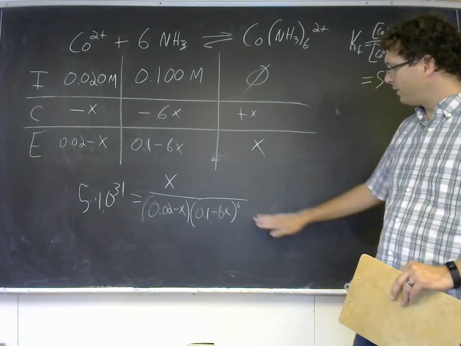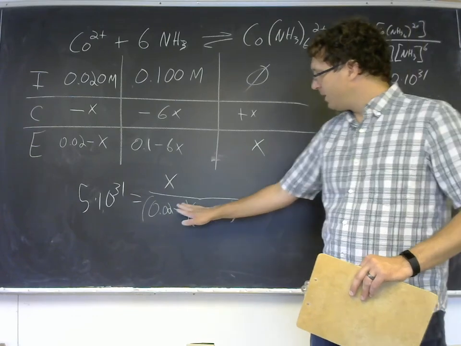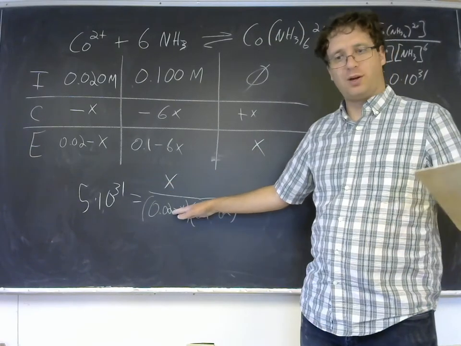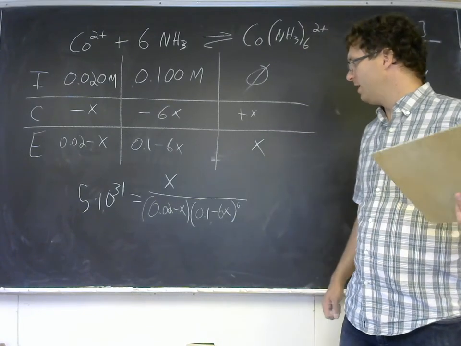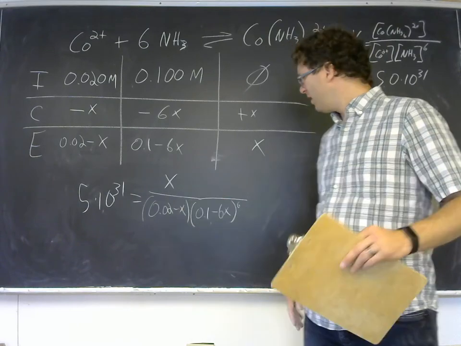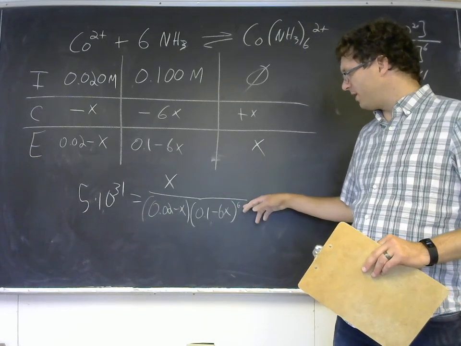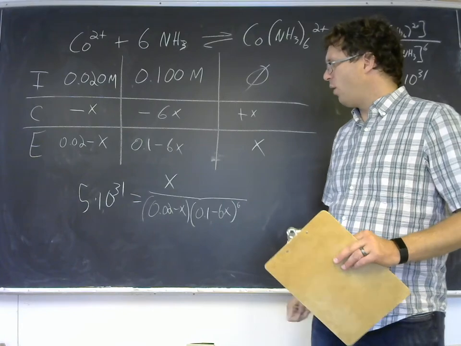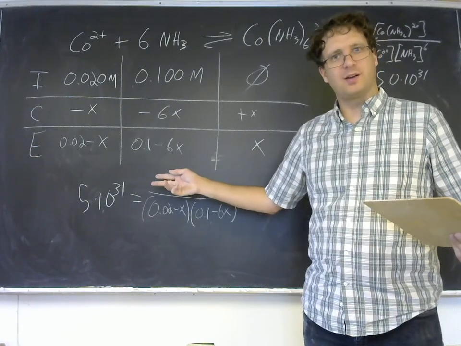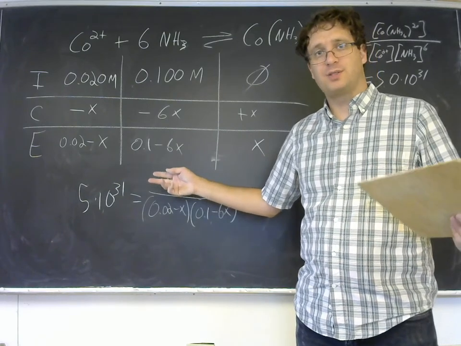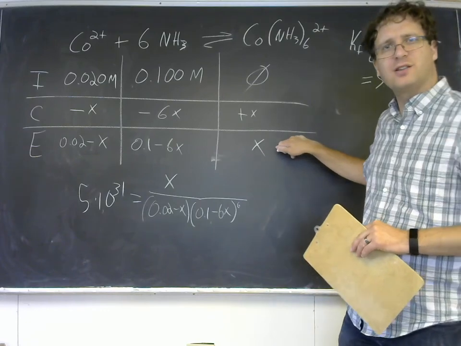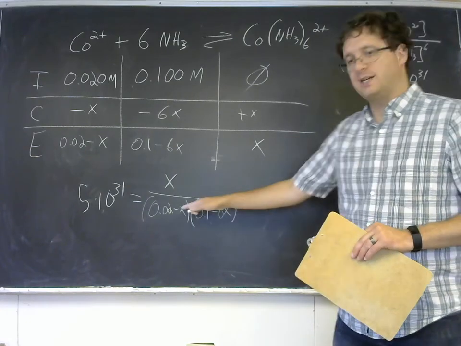Now if we do that, then this 5 times 10 to the 31st, we'd multiply it by 0.02, so that becomes something like 1 times 10 to the 29th. And then we'd multiply it by 0.1 to the 6th, and so we're at 1 times 10 to the 23rd. X is equal to 1 times 10 to the 23rd. That is an absurd conclusion. That would say that we have a molar concentration of 10 to the 23rd. Obviously, x here is not going to be small.